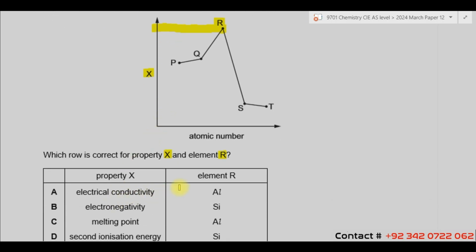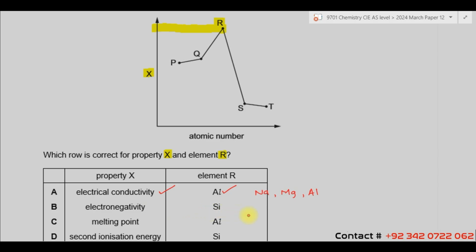First thing is electrical conductivity. So in period 3, we have metals which are good conductors. So we have sodium, magnesium and aluminum. These three are metals. So from sodium to magnesium, conductivity increases because delocalized electrons increase. From magnesium to aluminum, electrical conductivity increases because aluminum has 3 electrons in conduction shell. So from sodium to magnesium and magnesium to aluminum. So R could be aluminum.